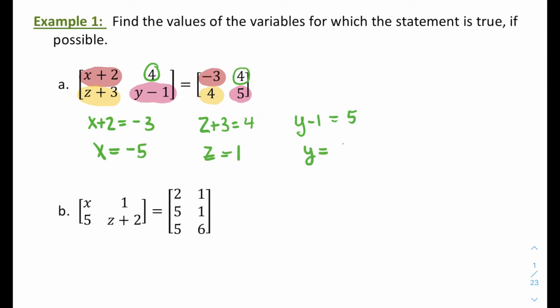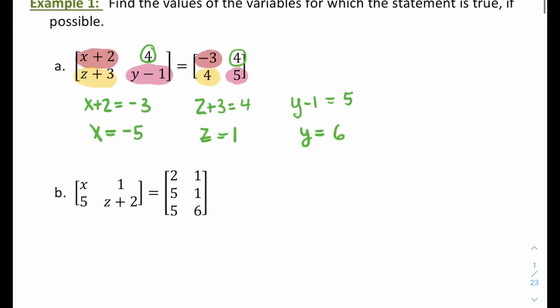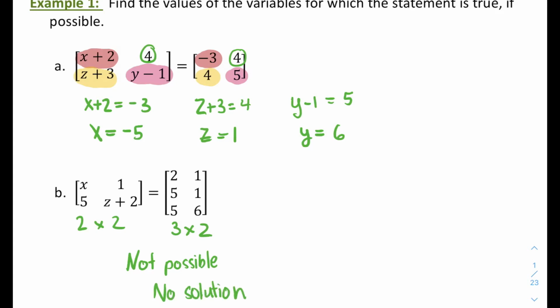If you have matrices that are different dimensions, like in part B here, it's actually not possible for them to be equal to each other. You have a 2 by 2 matrix and then a 3 by 2 matrix. And if I start setting things equal to each other, I run out of any values for my bottom row on my matrix on the right-hand side of my equation to be equal to, because they're not the same size. So this one has no solution.